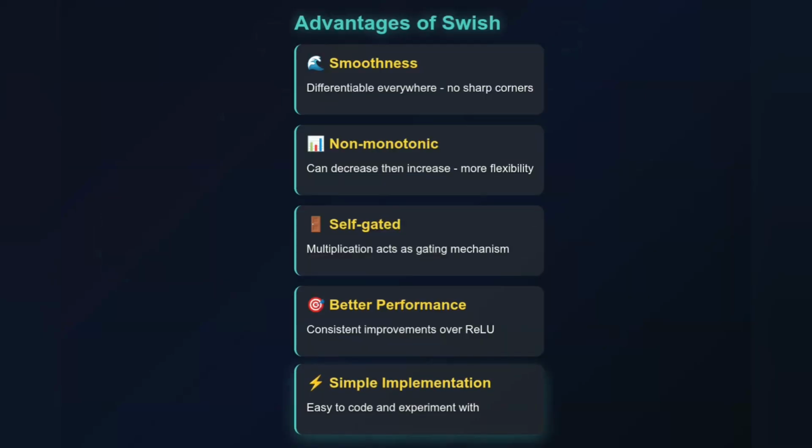Let's talk about why Swish is gaining popularity. Advantage 1. Smoothness. No sharp corners means better optimization landscapes. Advantage 2. Non-monotonic. It can decrease before increasing, providing more modeling flexibility. Advantage 3. Self-gated. The multiplication acts like a gating mechanism, similar to what we see in LSTMs. Advantage 4. Better performance. Consistently shows improvements over ReLU in many tasks. Advantage 5. Simple implementation. Just a few lines of code to implement.